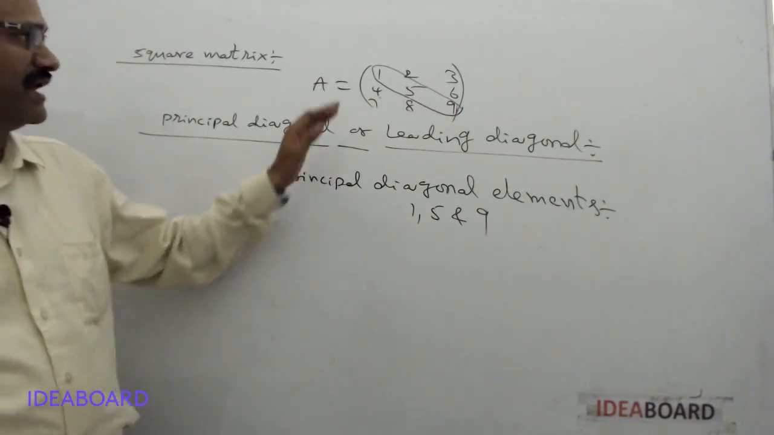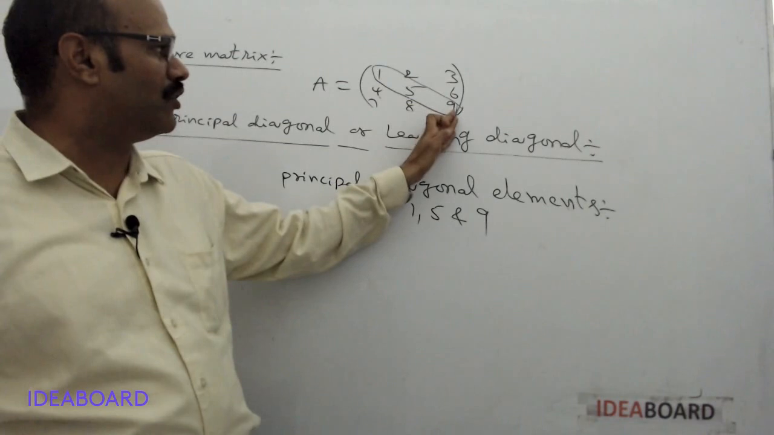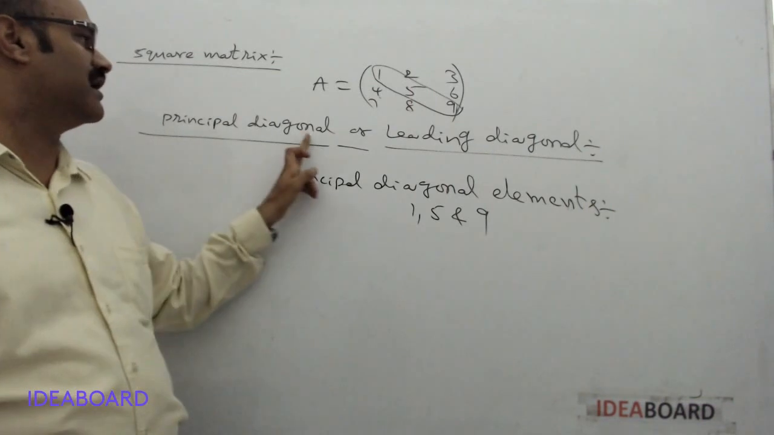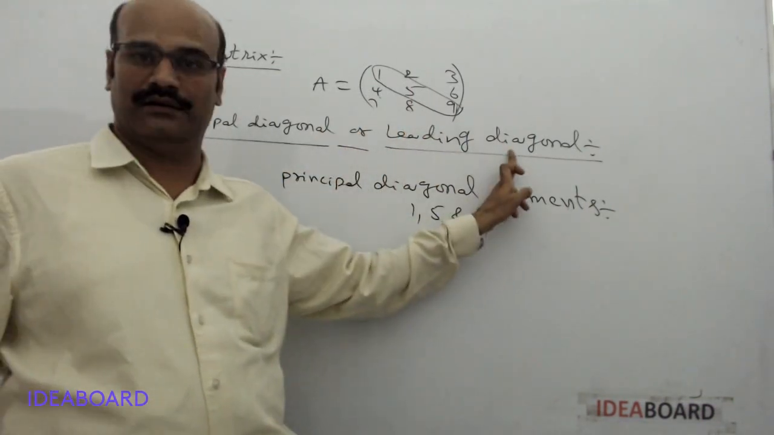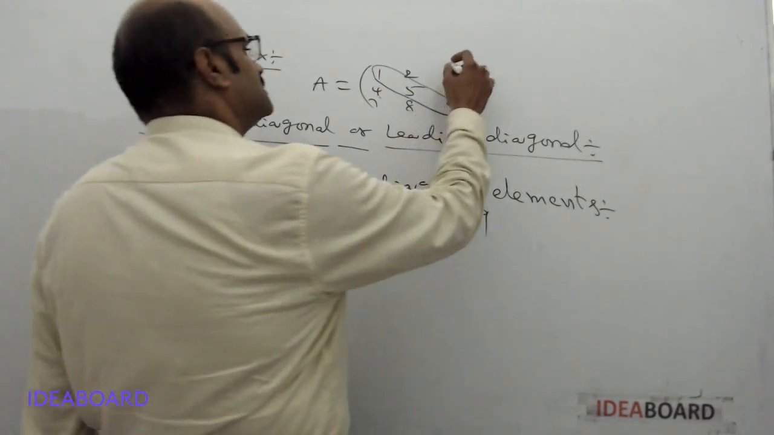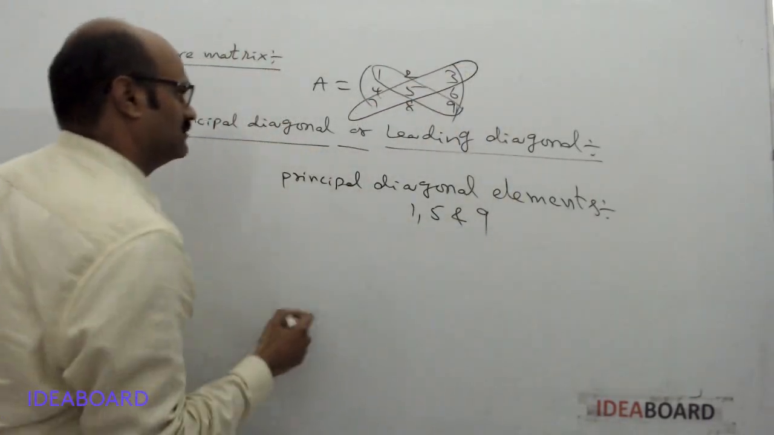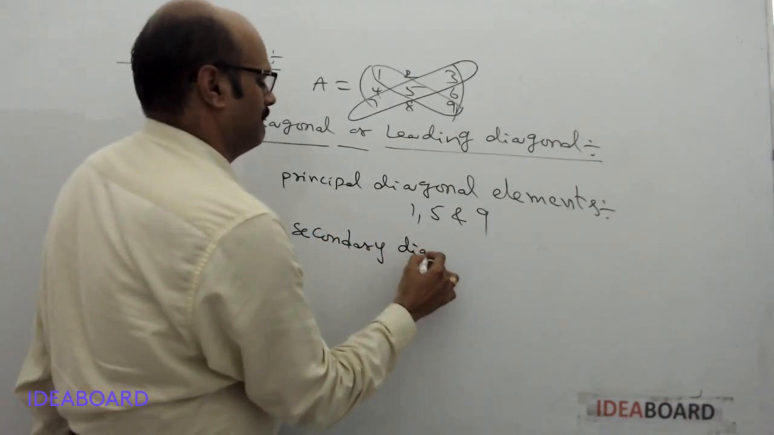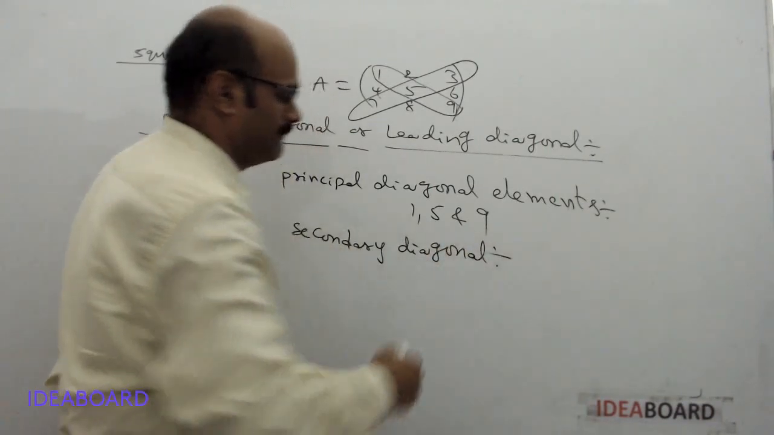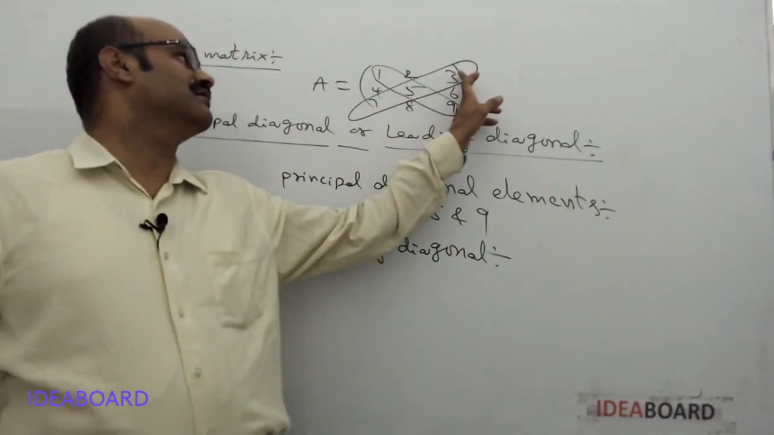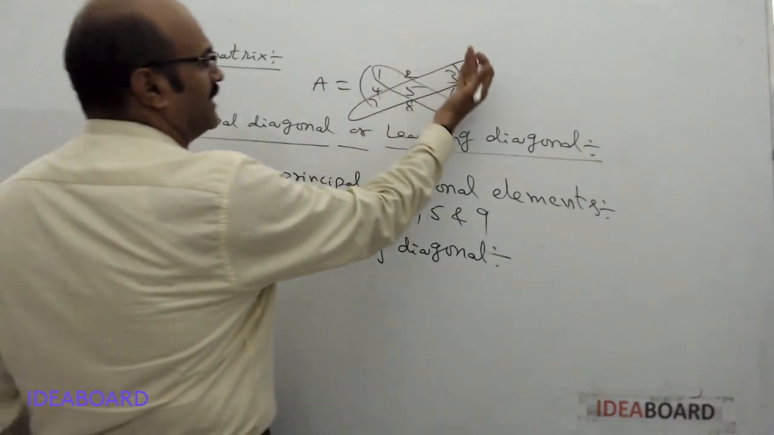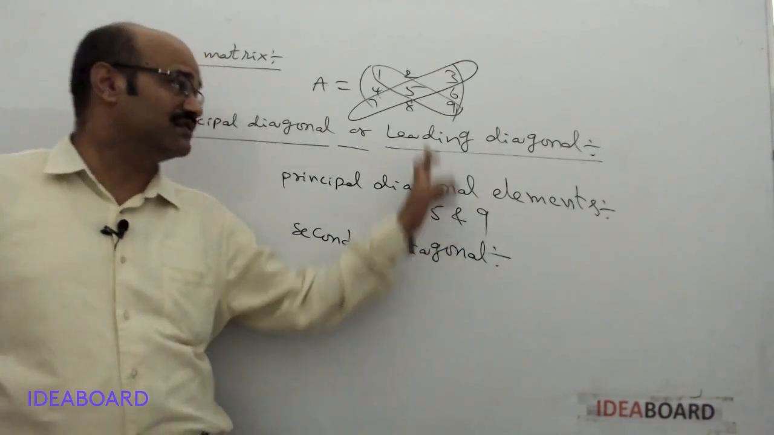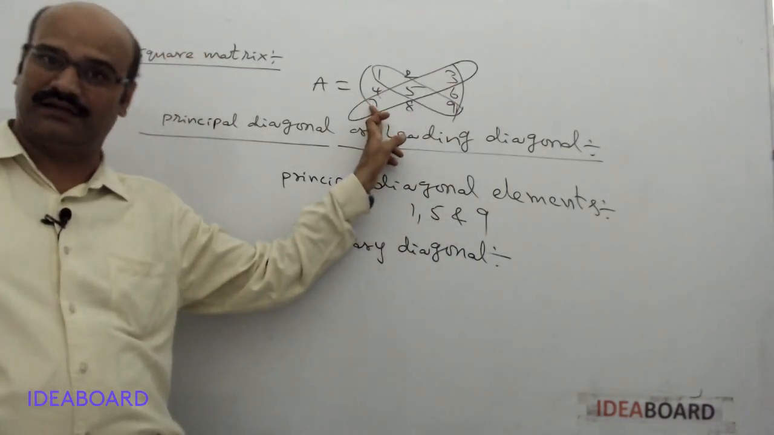So here we say that the elements which are lying from the left top to right bottom are called principal diagonal elements, and that diagonal is said to be principal diagonal or leading diagonal. And next, this diagonal is said to be secondary diagonal. The elements which are lying from the right top to left bottom are called secondary diagonal elements, and that diagonal is called secondary diagonal.